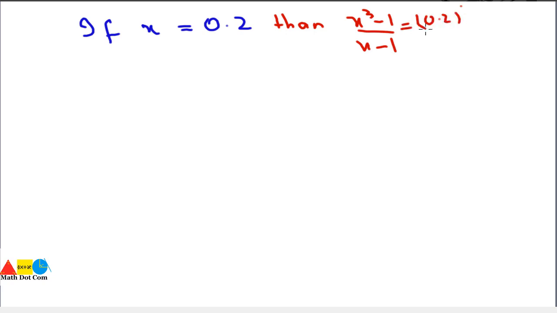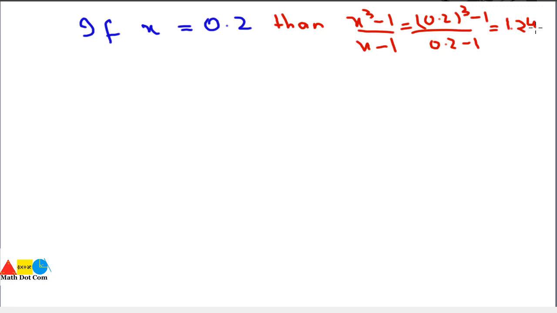So if x equals 0.2, as I have to put a value close to 1, I will prefer to use values less than 1. Like if x equals 0.2, then the function was x cubed minus 1 divided by x minus 1, that will be equal to 0.2 whole cube minus 1 divided by 0.2 minus 1. What will we get? We will get 1.24. So this is a value that is acceptable.